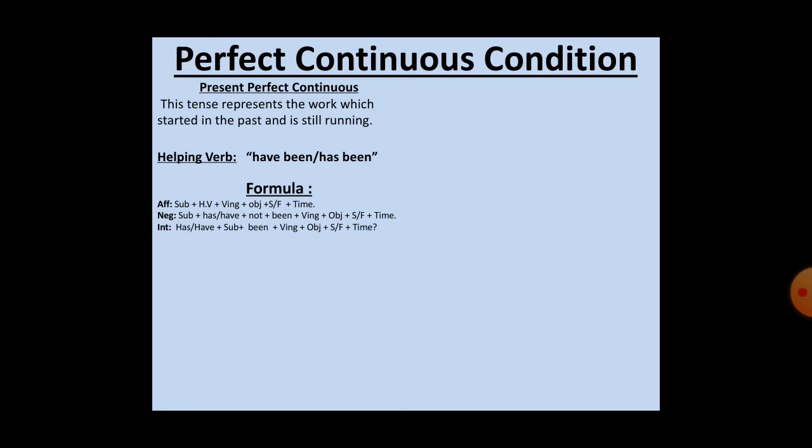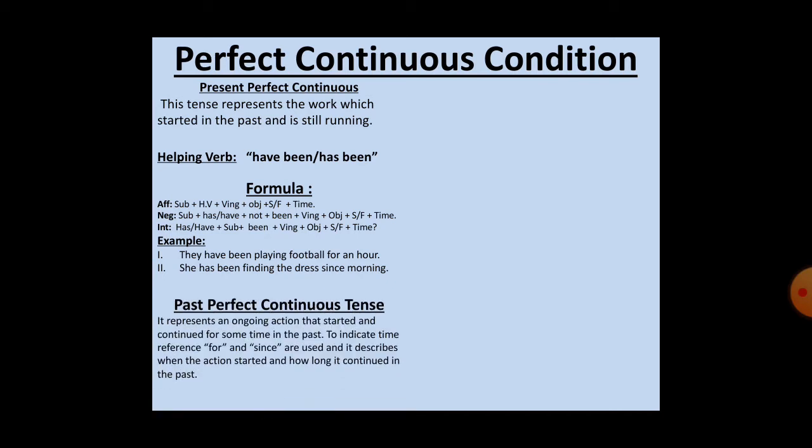In negative, we use subject, has, have, helping verb, not, then been, verb with ing form, object, since, for, then time. Interrogative: has, have, then subject, been, ing form, object, since, for, plus time. For example, they have been playing football for an hour. She has been finding the dress since morning.